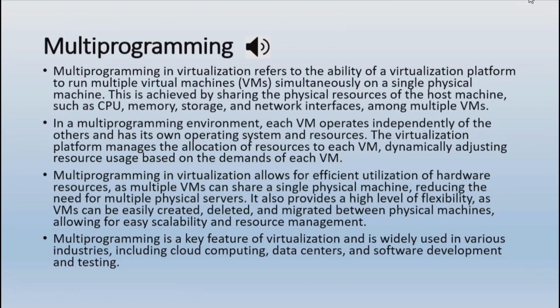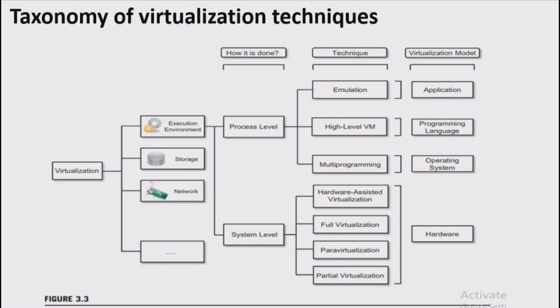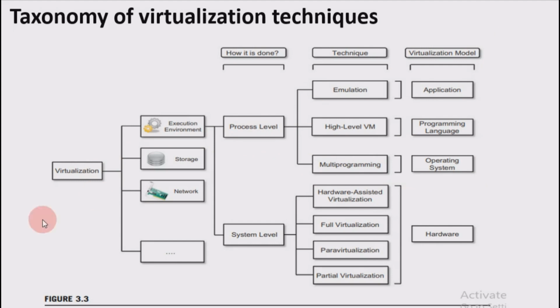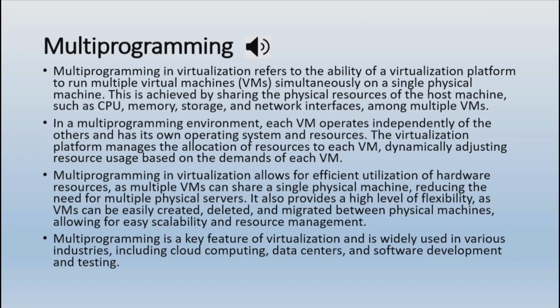Multiprogramming in virtualization refers to the ability of a virtualization platform to run multiple virtual machines, VMs, simultaneously on a single physical machine. This is achieved by sharing the physical resources of the host machine, such as CPU, memory, storage, and network interfaces, among multiple VMs. In a multiprogramming environment, each VM operates independently of the others and has its own operating system and resources. The virtualization platform manages the allocation of resources to each VM, dynamically adjusting resource usage based on the demands of each VM.